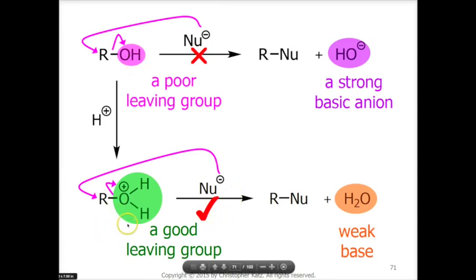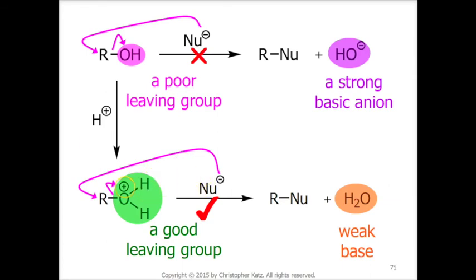But if you have a good leaving group here, something like an oxygen that has a positive charge, because oxygen does not want to have a positive charge, and you have a decent nucleophile here that will attack the backside of that carbon, now all of a sudden you have a weak base as your leaving group that has left, and you have your new compound with your nucleophile already attached.